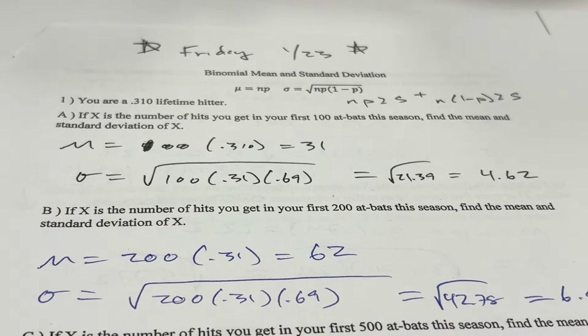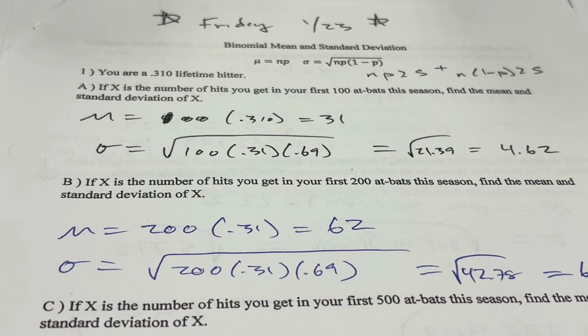This is in your notes packet. Go to the page that says binomial mean and standard deviation. Have a separate sheet of paper out, maybe separate sheets of paper out, as well.